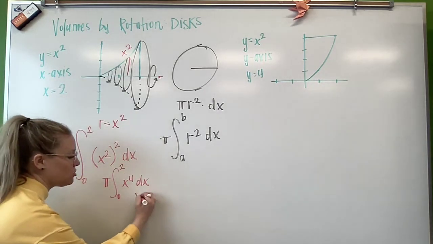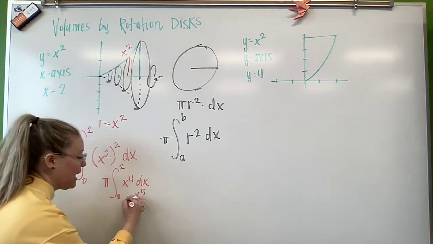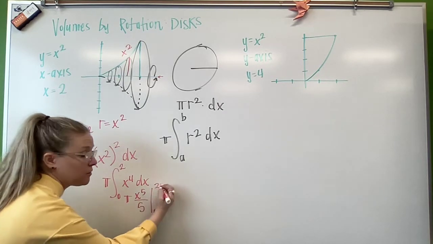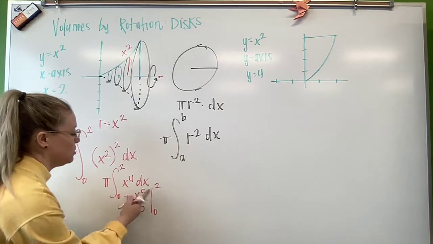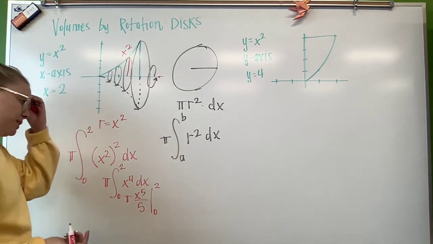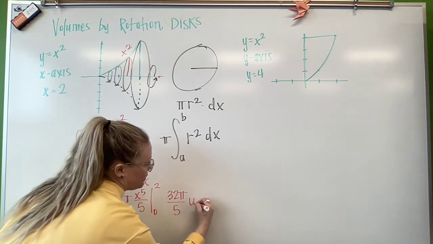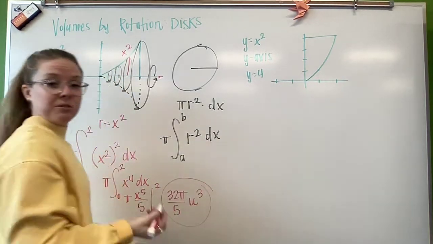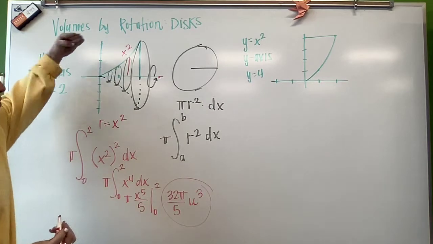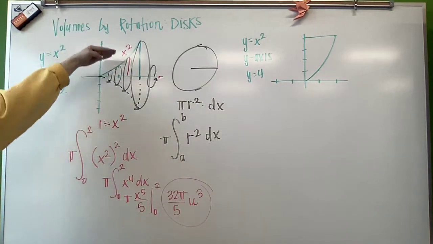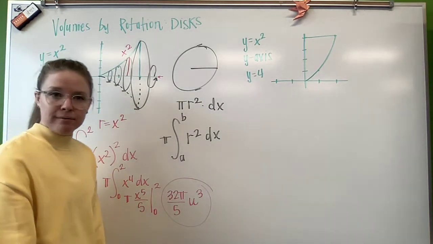So when I anti-derive this, I'm going to get x to the 5th over 5 times pi, evaluated from 0 to 2. So 2 to the 5th, that's 32. So this is going to be 32 pi over 5 units cubed, because now we're talking a volume. If you can kind of imagine this horn-shaped type thing right there, that's what we're looking at.